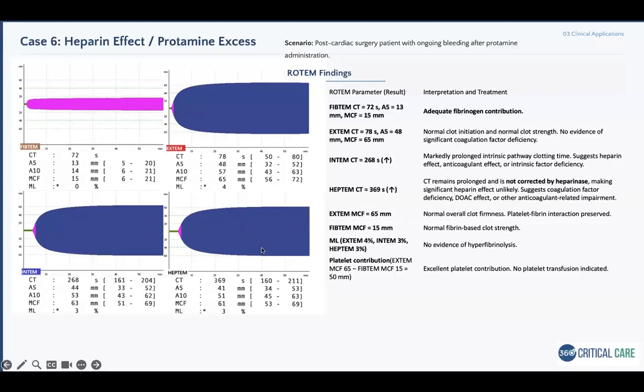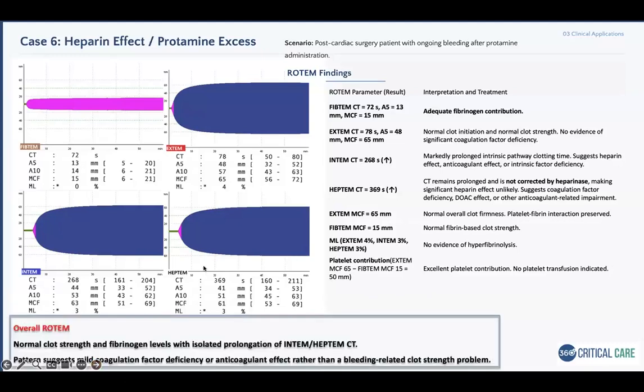Okay. So this is good normal clot strength and fibrinogen level with isolated prolonged CT in INTEM and HEPTEM. Patterns suggest mild coagulation factor deficiency or anticoagulant effect rather than bleeding due to a clot strength problem. So protamine excess.